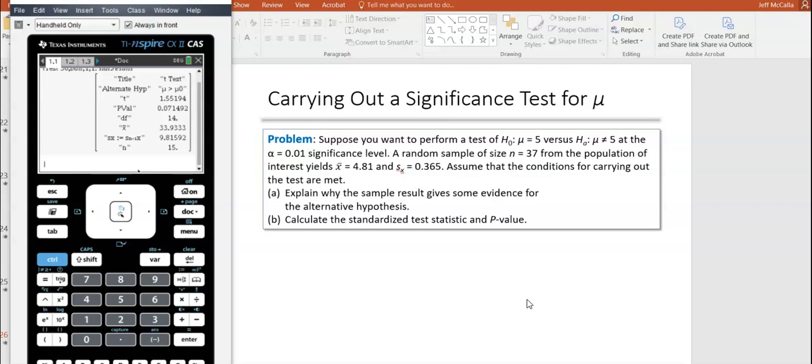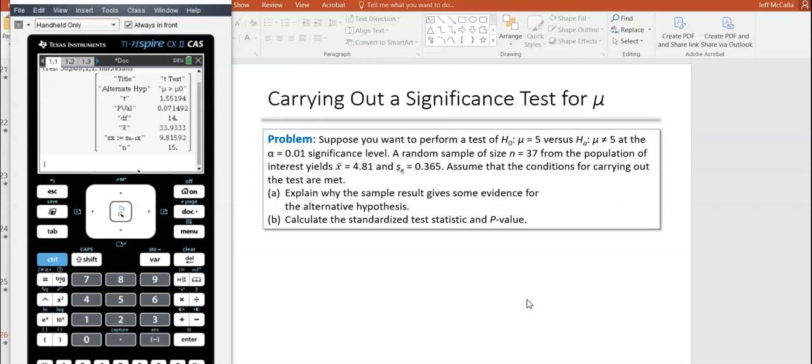Okay, suppose you want to perform a test of the null is 5 versus the alternate is not equal to 5 for the mean, at the 1% significance level. A random sample of size n equals 37 from a population of interest yields x bar equals 4.81, standard deviation is 0.365. Assume the conditions are met. Explain why the sample result gives some evidence for the alternate.